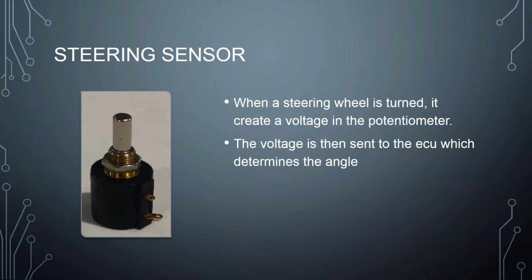Here we have the steering sensor. The steering sensor is basically a potentiometer that works with the steering wheel for our situation. Once the steering wheel turns, it produces a voltage that is sent to the ECU. The ECU is an electronic control unit that will determine the exact angle of the steering wheel based off of the voltage that was sent to it from the potentiometer. This will allow the golf cart to turn accurately when we want it to autonomously.